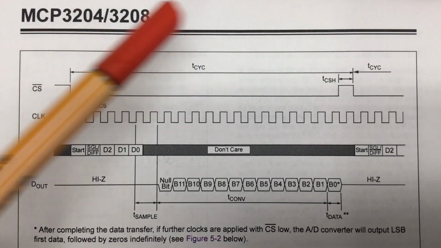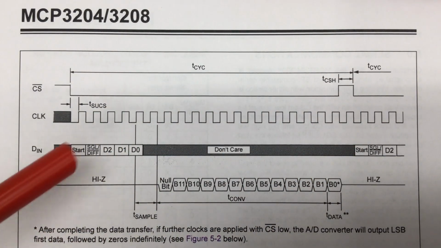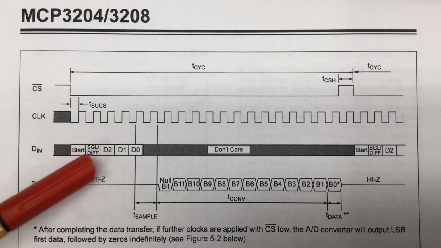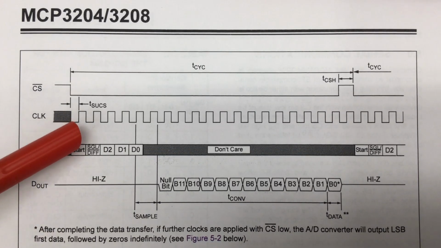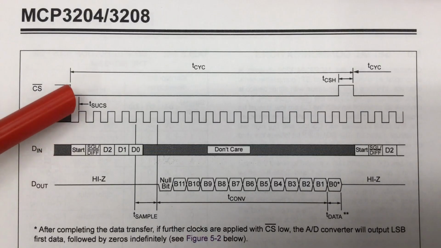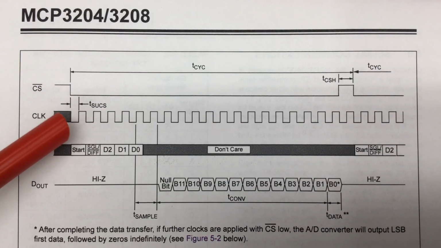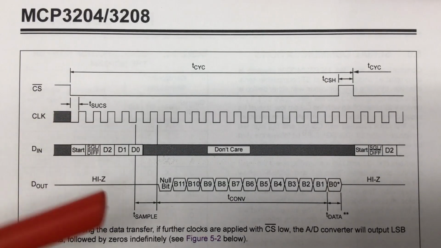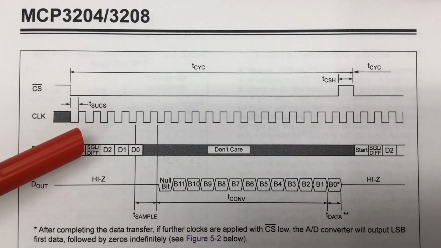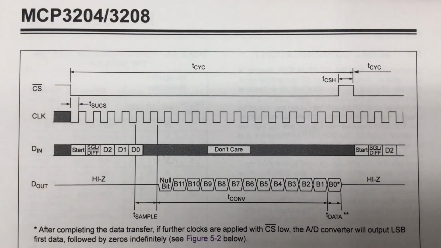Moving on to the SPI protocol. First of all, you can either use SPI mode 0, that is, clock is idle low and data is read at the rising edge of the clock signal, or you can use SPI mode 3. That is, clock is idle high, but still data is read at the rising edges of the clock signal.